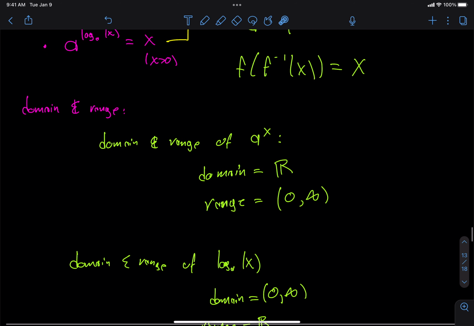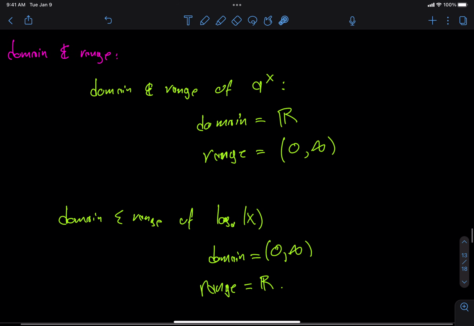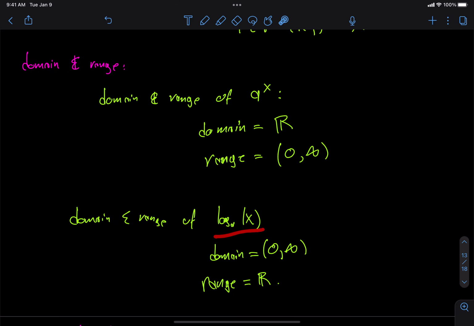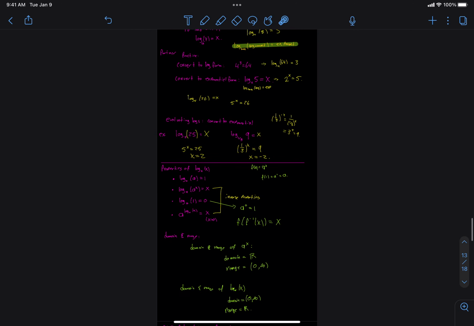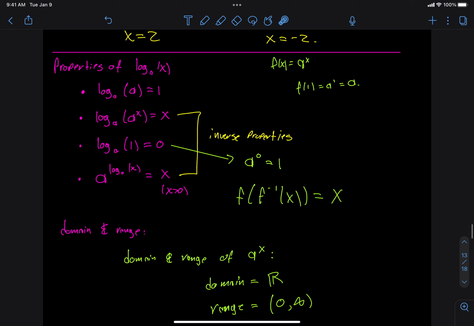Since they are inverses, it's really easy to tell what the domain and range should be. The domain and range of a logarithm is just the opposite of the domain and range of an exponential function. So an exponential function has domain all real numbers and range 0 to infinity. Likewise, the domain of a logarithm is going to be 0 to infinity, and the range of the logarithm is going to be all real numbers. Okay? So are there any questions on what we talked about last time, starting off with these logarithms? Or anything you'd like me to explain in a little more detail?